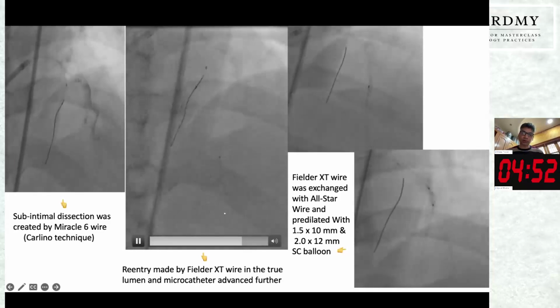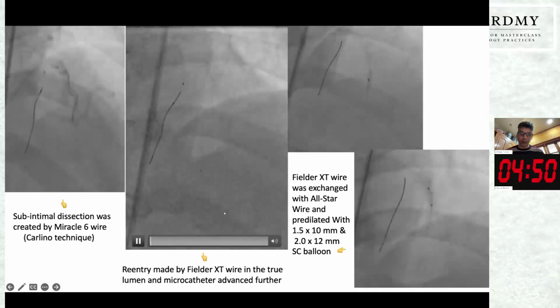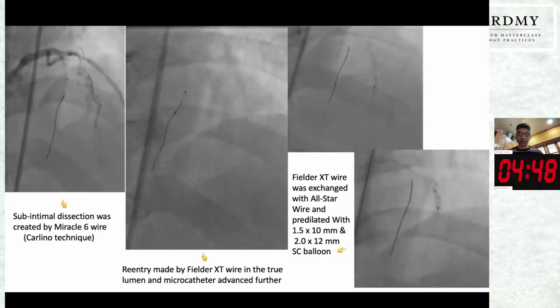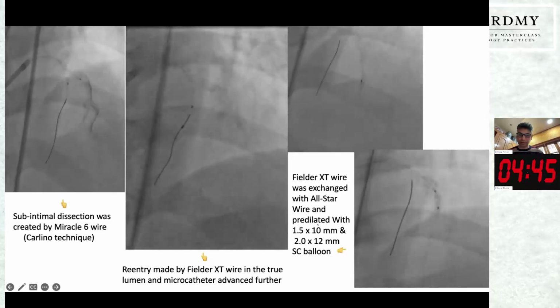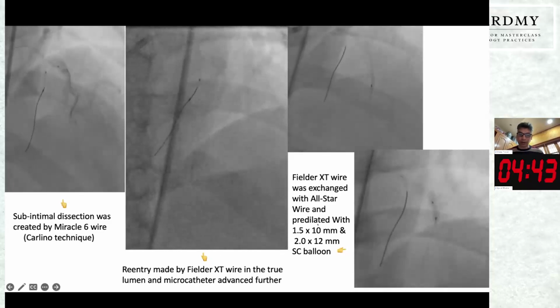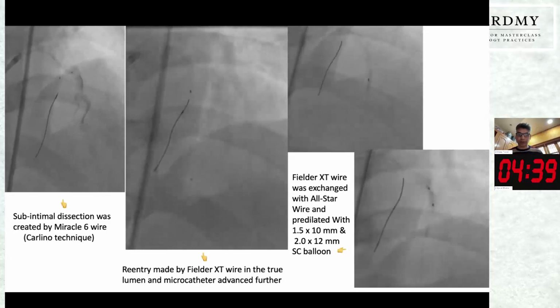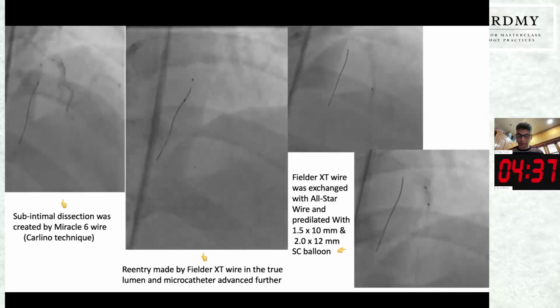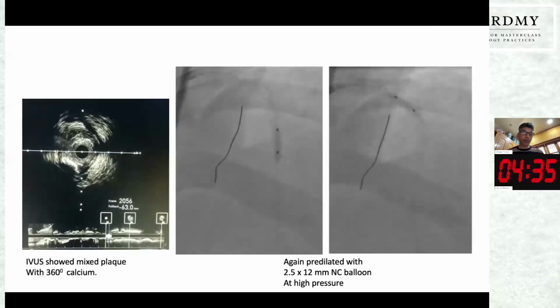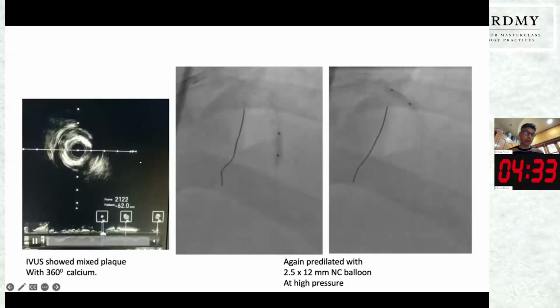Then we rechecked whether it is really in the true lumen or not. When it was confirmed, then we exchanged the Fielder XT wire with the All Star wire, and then the lesion was pre-dilated with 1.5 and 2 mm balloons sequentially, and then we did the IVUS.